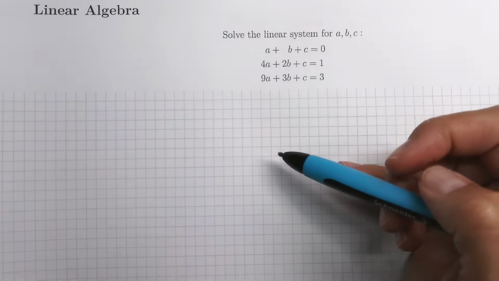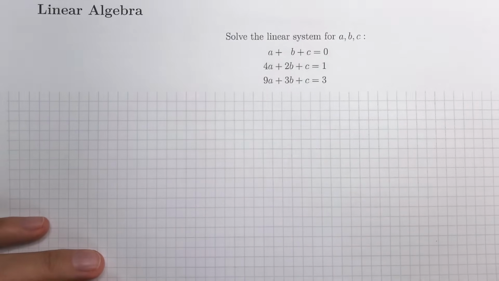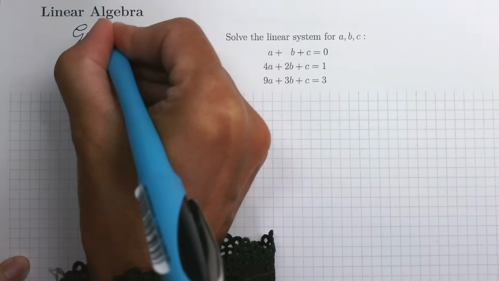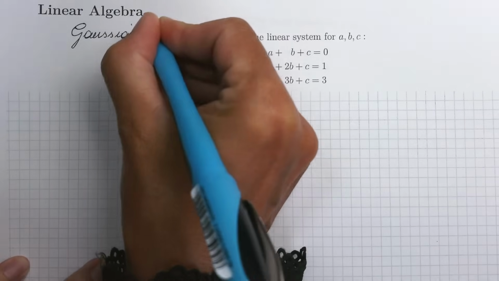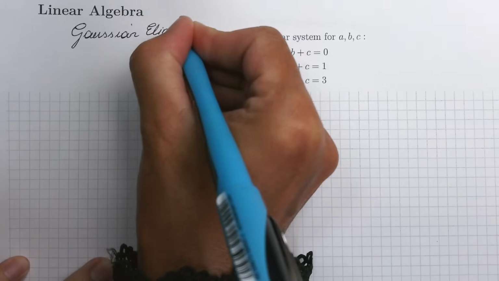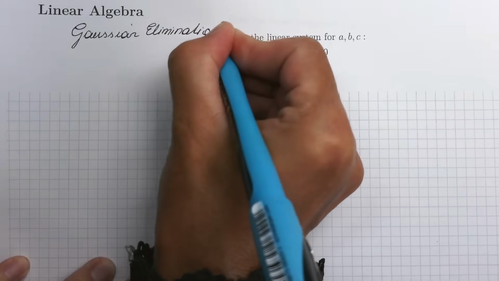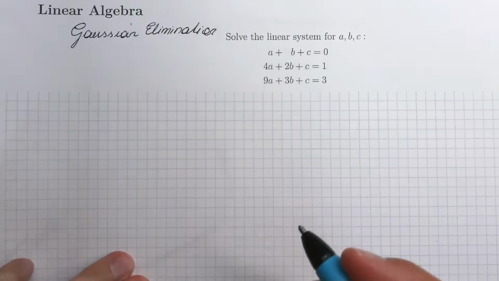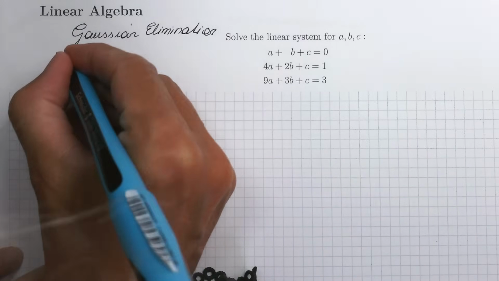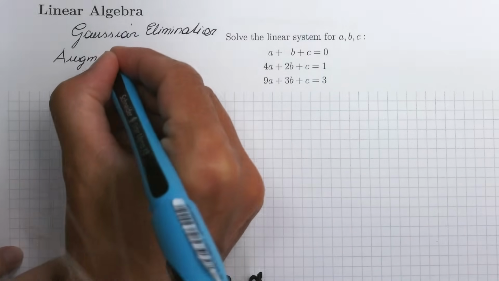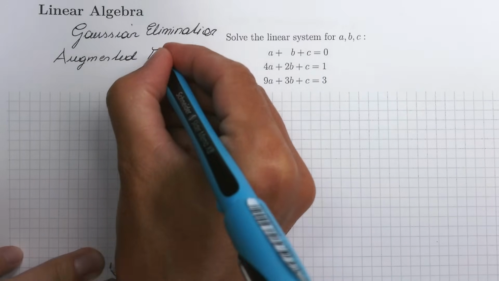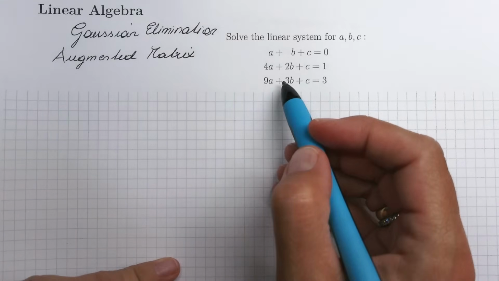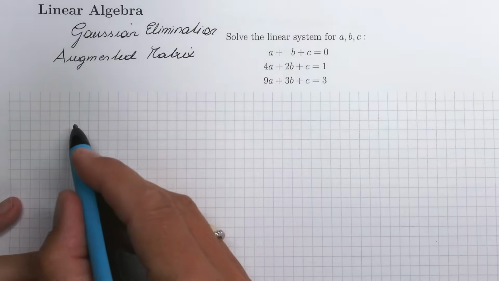Now the algorithm that we're going to apply here was developed by a German mathematician called Gauss, and that's why it's also called Gaussian elimination. This algorithm is based on matrix operations, and the matrix that we're going to use is called the augmented matrix, because we are going to write down the coefficients of these equations into a matrix. How does this matrix look?